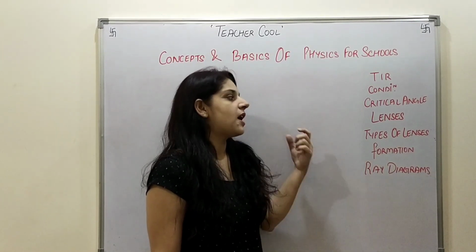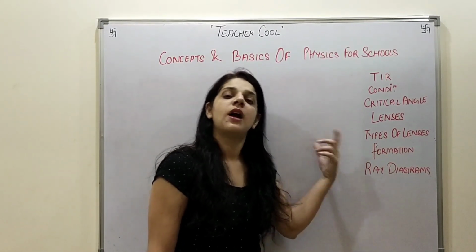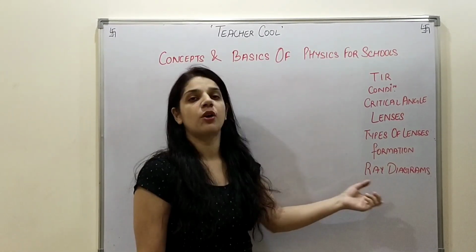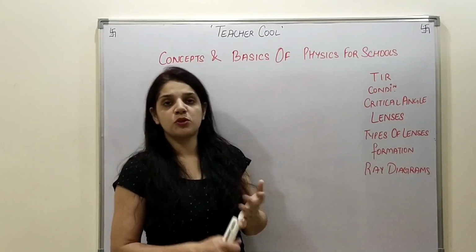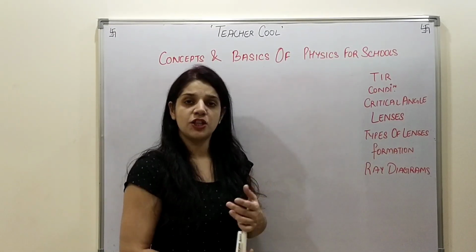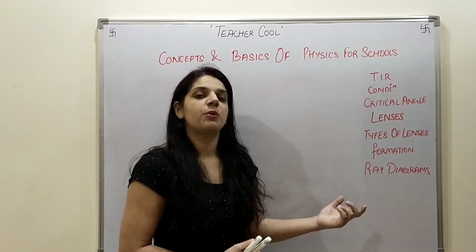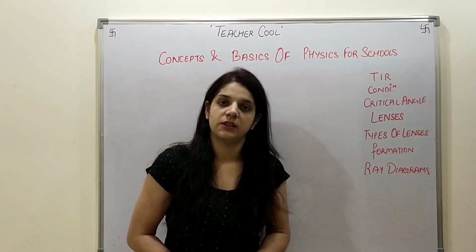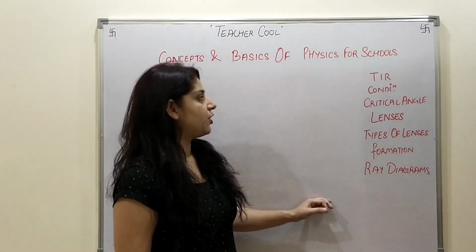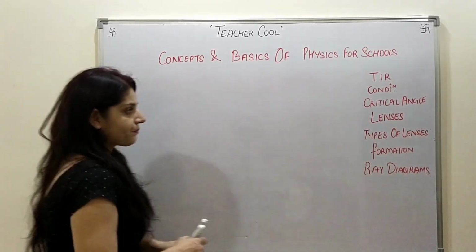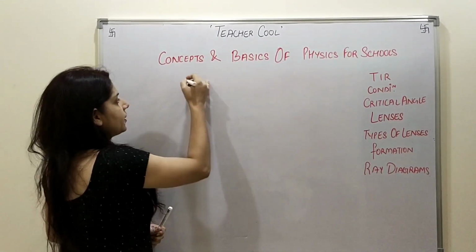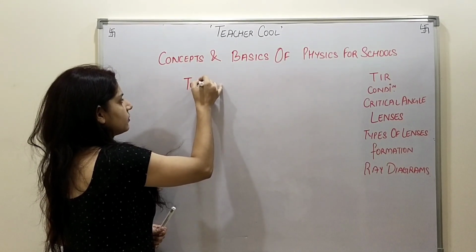on to lenses, types of lenses, how lenses are formed, and how we draw the ray diagrams, find the position of the image, find the nature of the image, and find the magnification which a lens can produce, and also the power of a lens. So let's start today's video. First topic will be total internal reflection.